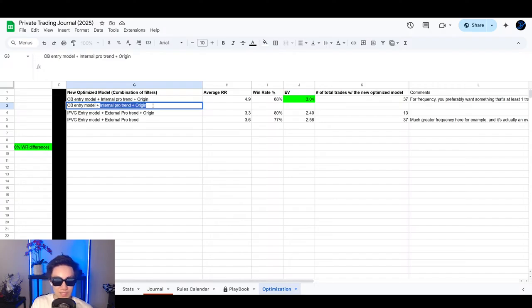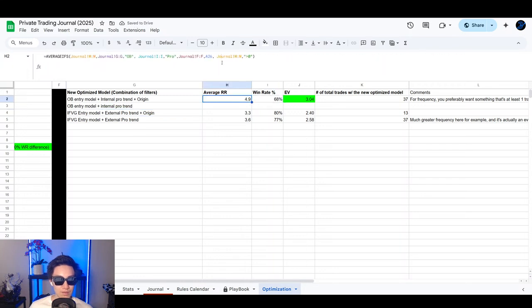Again, we can expect the best risk reward because it's the OB entry model. And we're doing internal pro trend here. So let's just redo it. All we need to do is just copy and paste here, right? Very straightforward. And then we just have to get rid of the origin, which should be this part. So the risk reward has gone down a little bit.